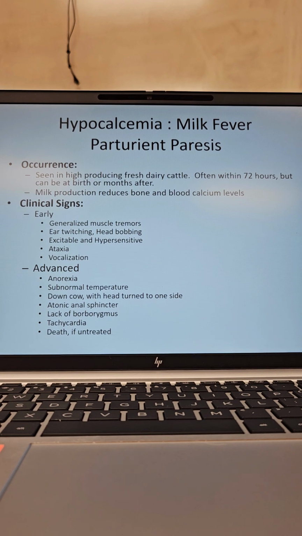Clinical signs in the early stage: they're going to start twitching and seizing a little bit, like having little muscle twitches, because the muscles aren't working properly because of the lack of calcium. Ear twitching, head bobbing. They're going to become excitable, hypersensitive. They're going to get ataxic. They're going to look like they're drunk when they're walking. And they're going to cry. They're going to become very, very vocal.